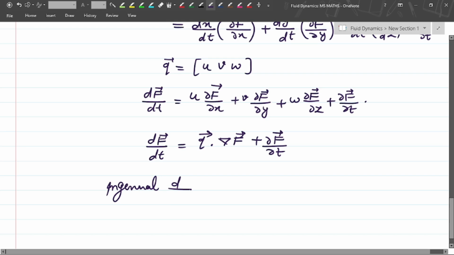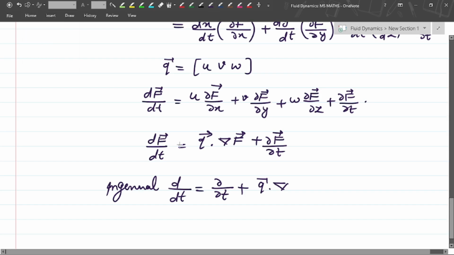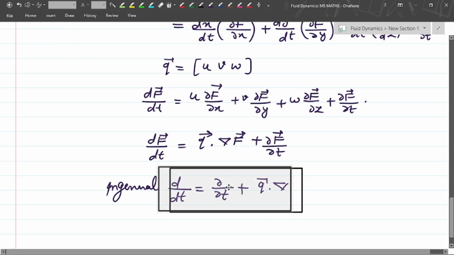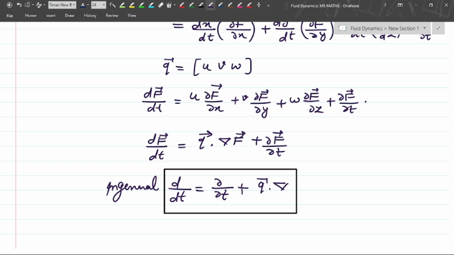In general it will be d by dt equals dou by dou t plus q vector dot del. Now f is nothing but a particular quantity; there may be a function f or phi or any other property or quantity. So in general we can write it this way. It is the general formula of the relation between the Eulerian and Lagrangian descriptions. So what is the significance and the meaning?